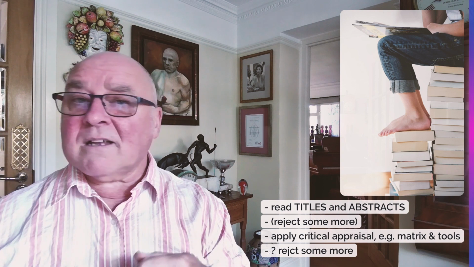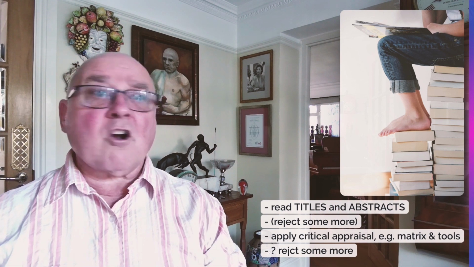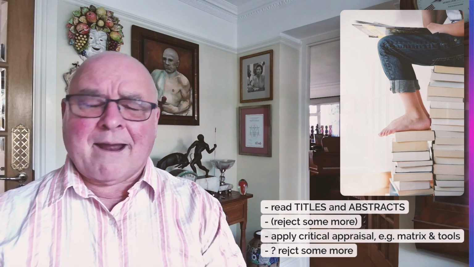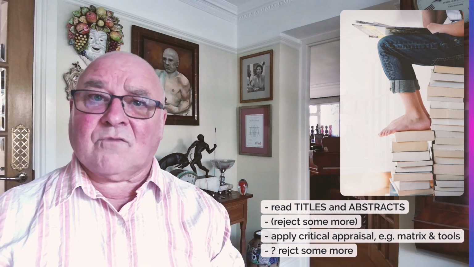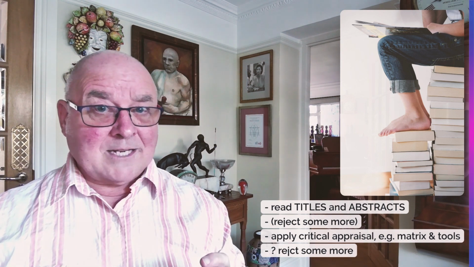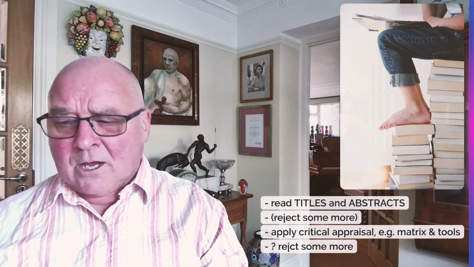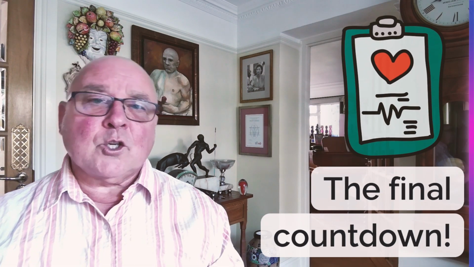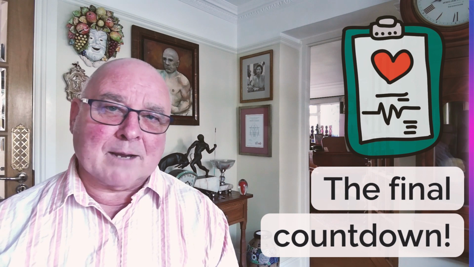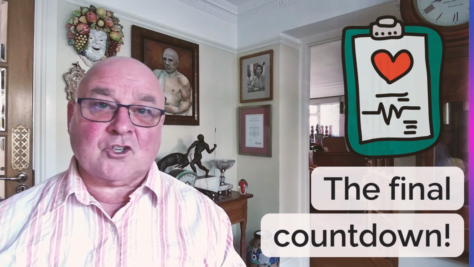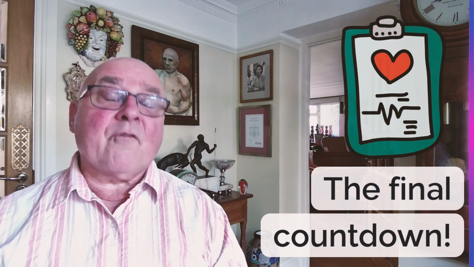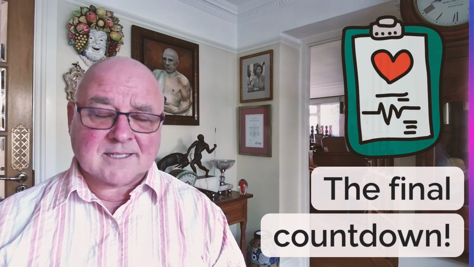If papers aren't mentioning ethics, or they're not clearly outlining their outcomes and showing how they've achieved those, you are already showing a good level of critique in understanding that. Once you've done that, you should get down to your final countdown, the number of papers that you're actually going to work on for your critical analysis.